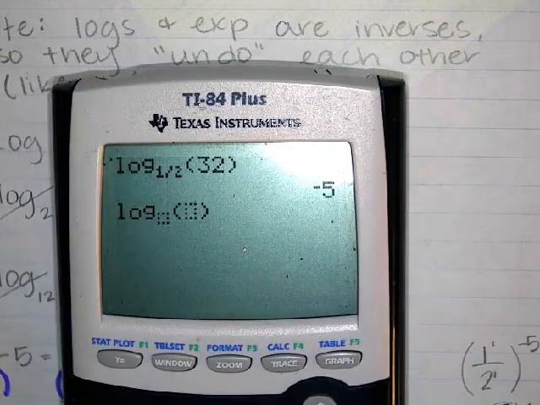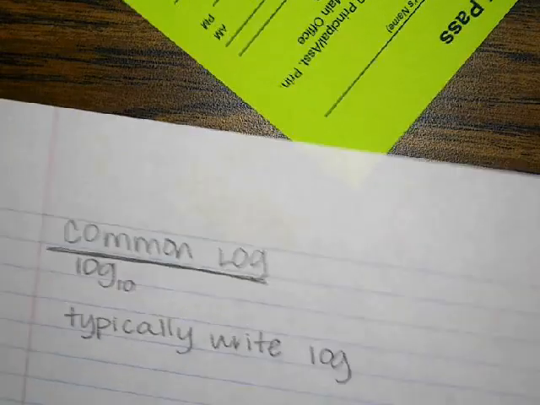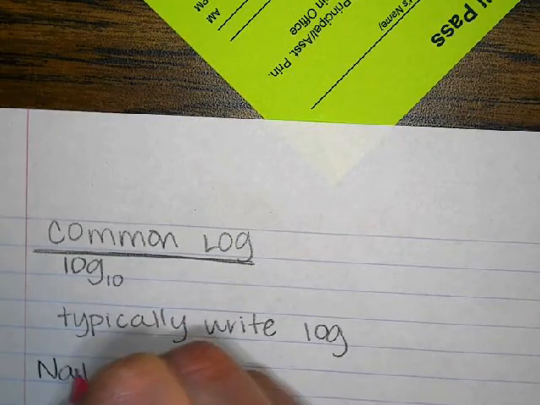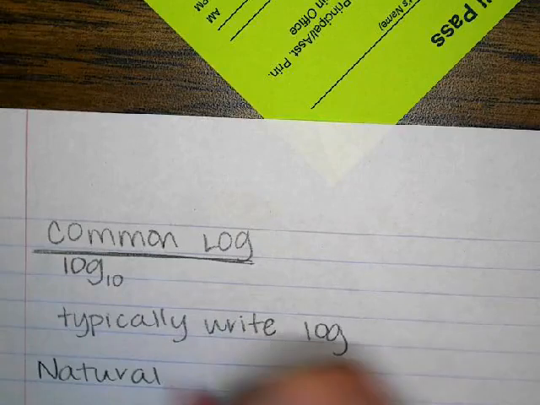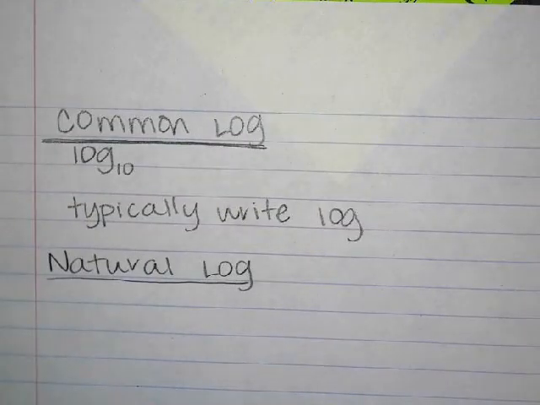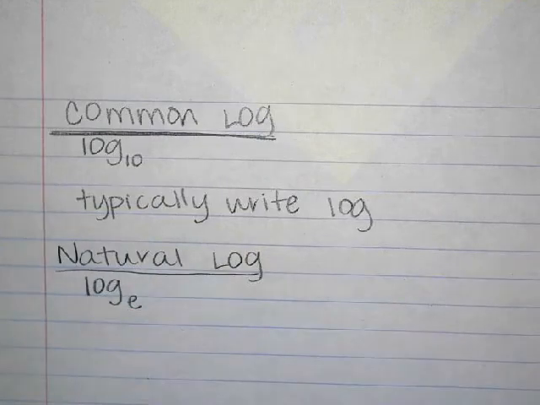Okay. So we have the common log. Now there's another one, and the other one is called the natural log. And this one is a log with a base of e. Have you guys seen the number e before? Kind of like pi, but a different decimal?